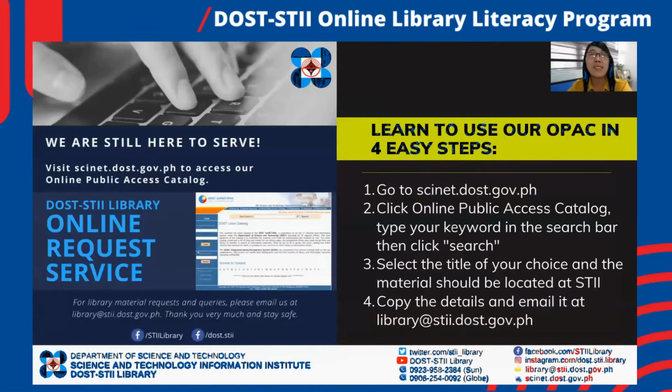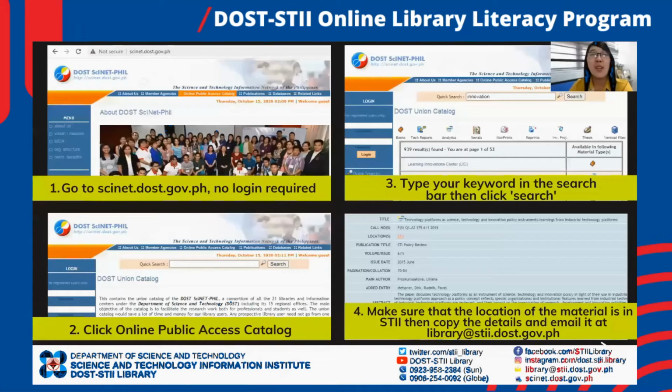For library material requests, you can browse our library collection at scinet.dost.gov.ph. Our online public access catalog is very easy to use. You just need to remember 4 things. Number 1, go to scinet.dost.gov.ph. Number 2, click Online Public Access Catalog. Type your keyword in the search bar and click Search. Number 3, select the title of your choice. Make sure that the material is located at STII and copy the details and send it at library@stii.dost.gov.ph.